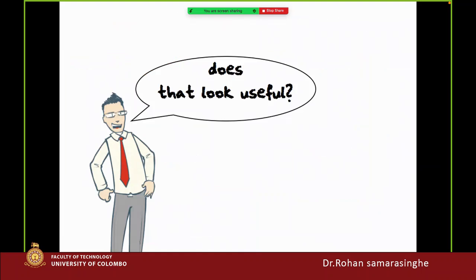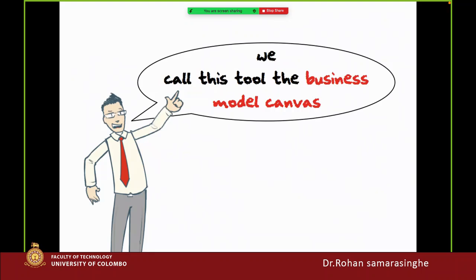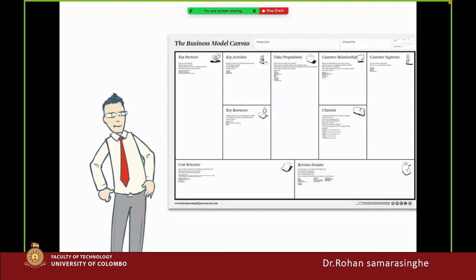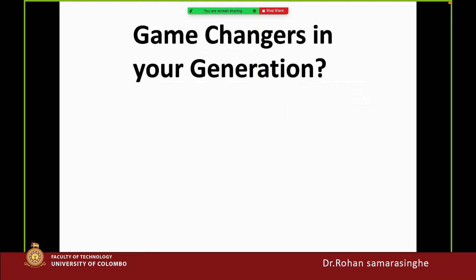So if you analyze in such a way, you will not have failures in your business. And we call this tool the business model canvas. You can get your free poster version online. Actually, here is this business model canvas. So let's see the game changes in the world.